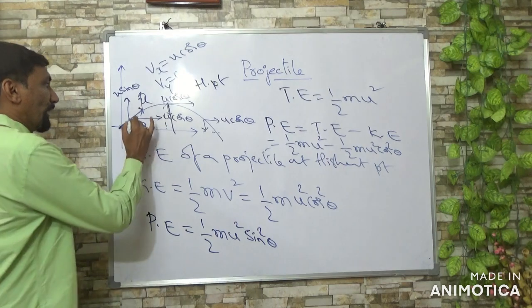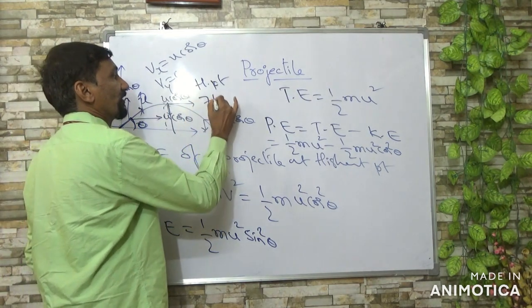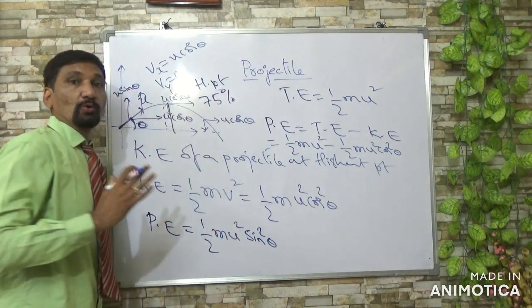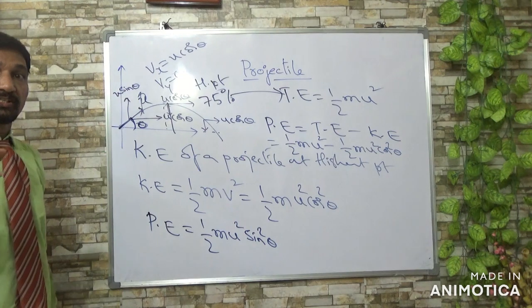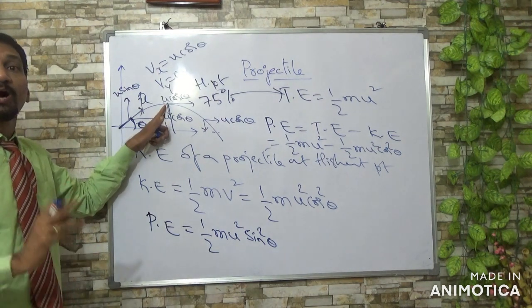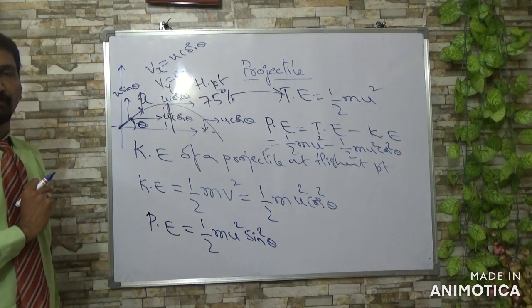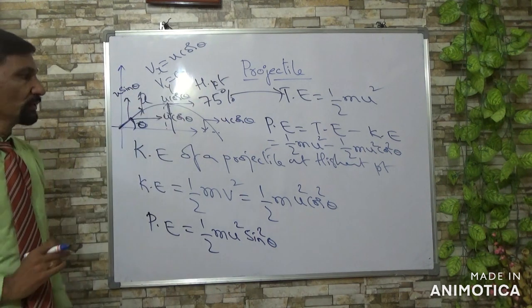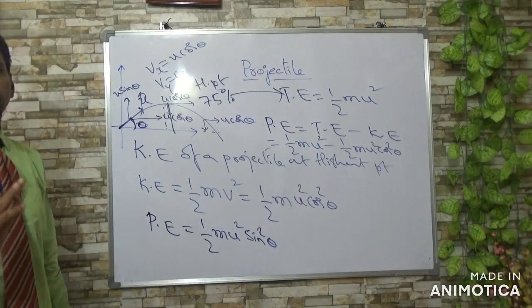A body is thrown at some angle, you don't know, but they are saying 75% of the total energy is lost when it reaches the highest point. Then what is the angle of projection? So you need not worry. You know, kinetic energy is half mu square cos square theta, right?